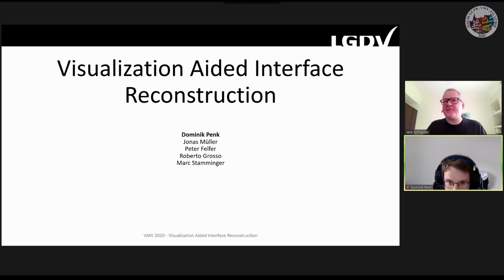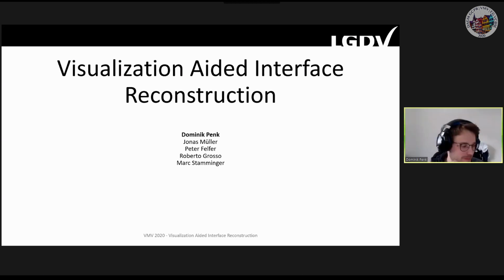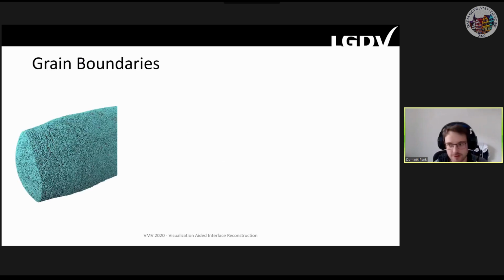Thank you for the introduction. As I already said, I'm going to talk about visualization aided interface reconstruction. Since that's a fancy term, I first wanted to give a little bit of background. We're working together with some material scientists, and they want to investigate atom probe tomography measurements, which basically look at a small sample of a material, map all the atom positions and their other data like mass, and store it in a large unorganized point cloud.